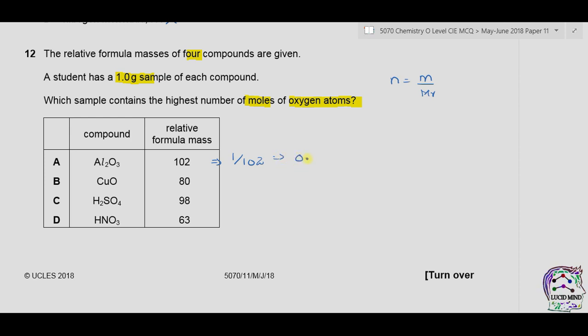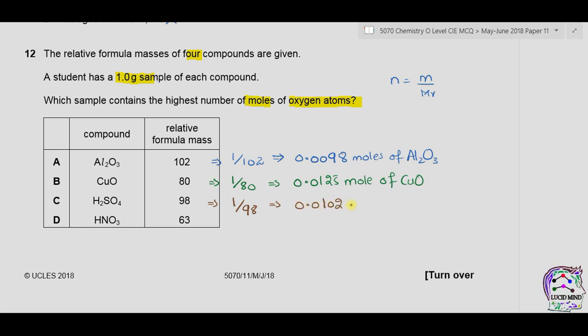which is equal to 0.0098 moles. For copper oxide, we can also find the number of moles: 1 divided by 80. It will be equal to 0.0125 moles of copper oxide. Third one is sulfuric acid. So it will be 1 divided by 98. And the number of moles come equal to 0.0102. Last one is nitric acid. So it will be 1 divided by 63, which is equal to 0.0159 moles.